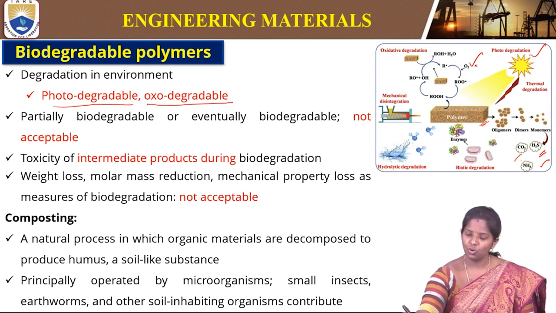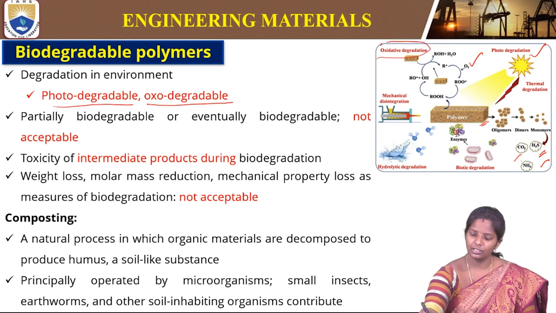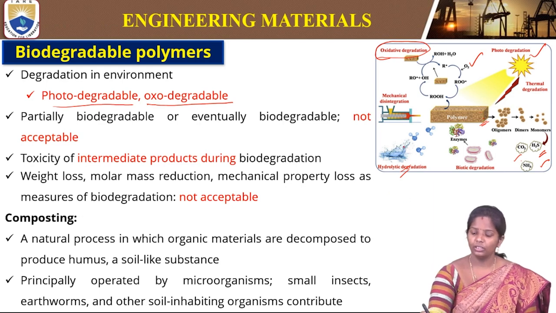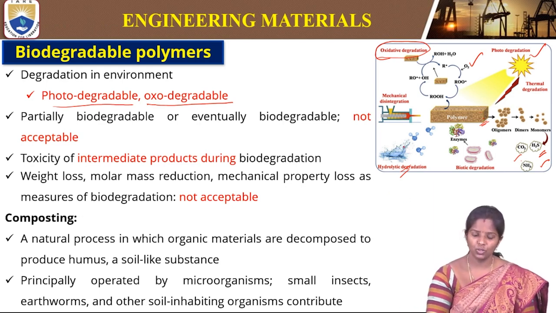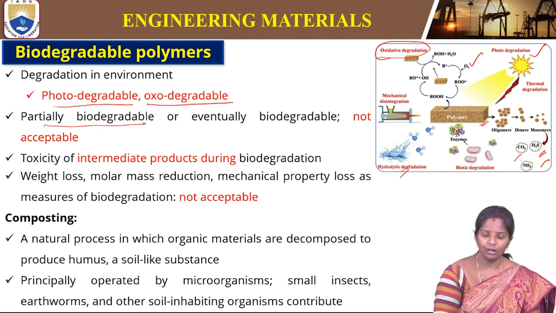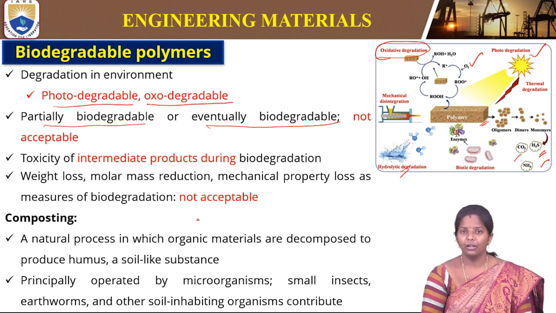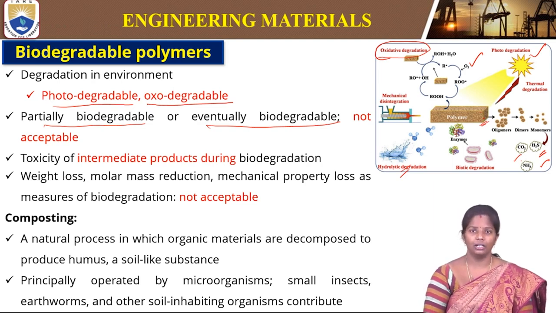Then when it is exposed to oxygen, oxidative degradation takes place. This is a cycle that goes on. Oxygen is incorporated into the polymer chain, and hydrolysis takes place, hydrolytic degradation. So slowly the degradation process occurs. Partially degradable or eventually biodegradable polymers are not accepted. If the polymer is only partially degradable, that is, not completely degrading into the soil, it is not accepted as a biodegradable polymer.